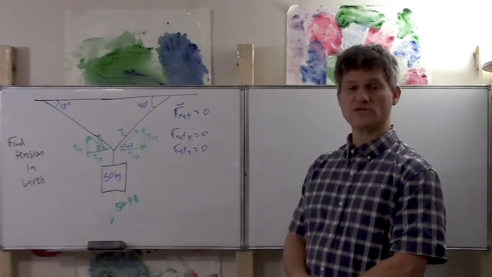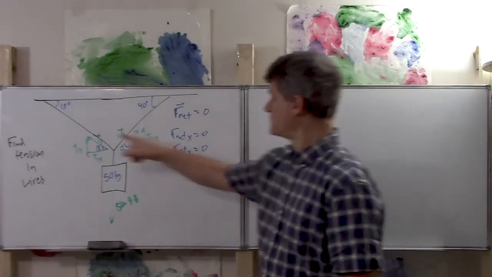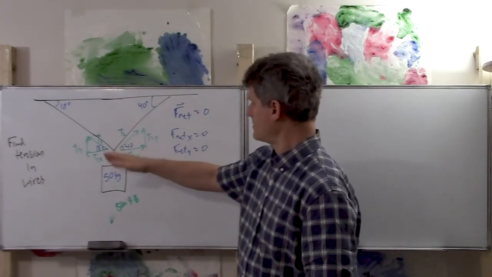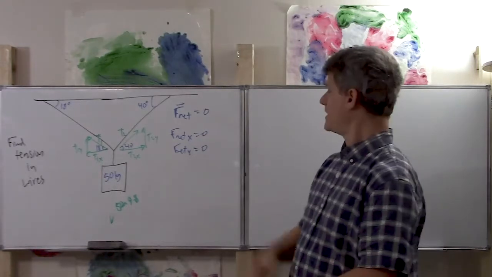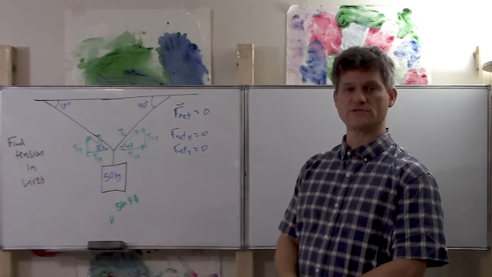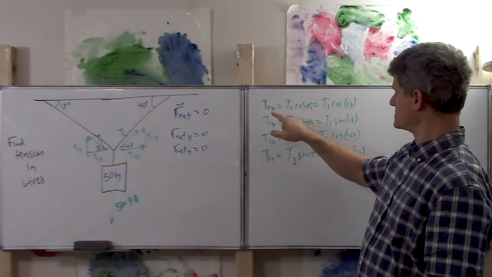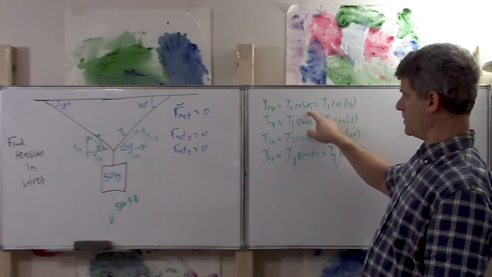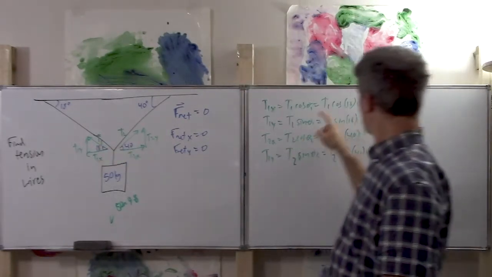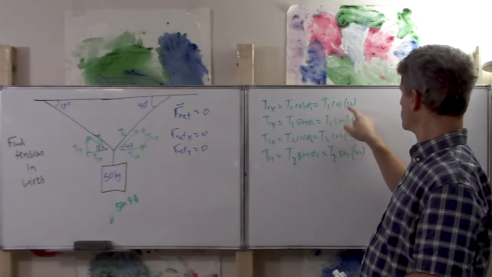So let's write out expressions for all the components. Even though we don't have T1 and T2, we're going to try to find that. But we can still write expressions for the components and then put it into these two equations. So our expressions would look like this. T1x is T1 cosine of theta 1. So that's right here. So that's going to be just T1 cosine of 18.